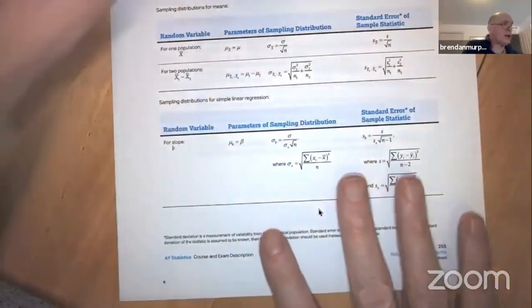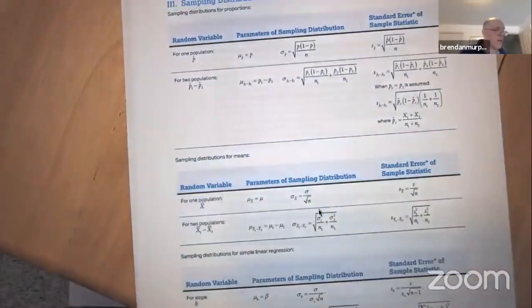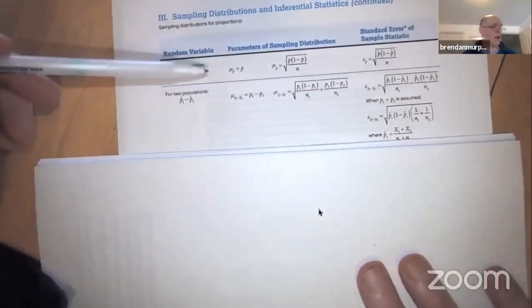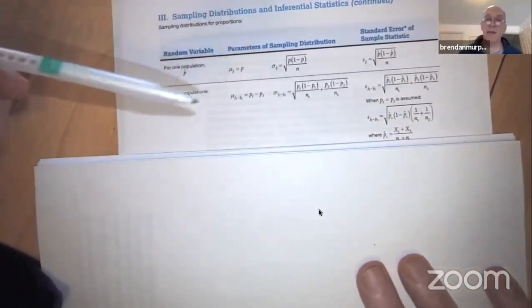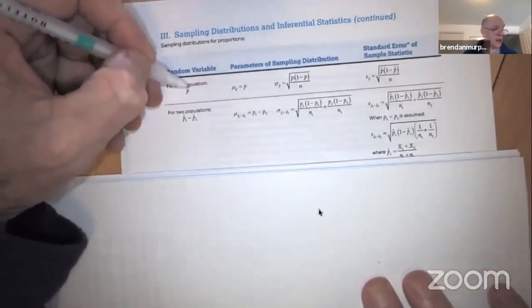Okay, so here's page 2. And page 2 is really going to be, again, somewhat generalized formulas that you might use for confidence intervals and hypothesis test means and proportions. So if we have one population proportion, p hat, again, the parameter is the population. Think sample statistic, population parameter.